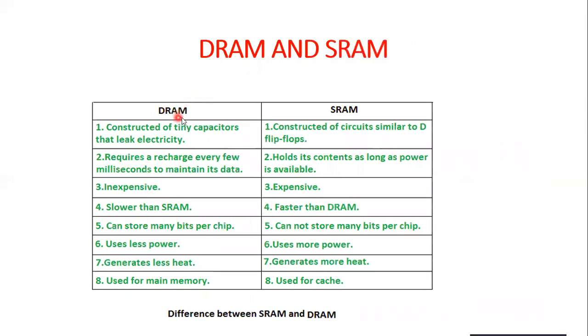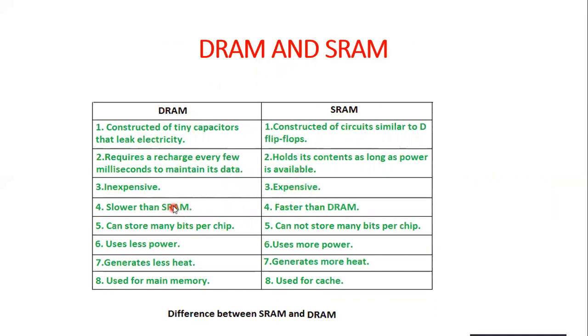Then the difference between DRAM, dynamic RAM, and static RAM. DRAM is constructed using capacitors. SRAM is constructed using D flip-flops. DRAM requires a charge every few milliseconds to maintain its data. Here in SRAM, it holds its content as long as the power is available. So DRAM is inexpensive. SRAM is very expensive.